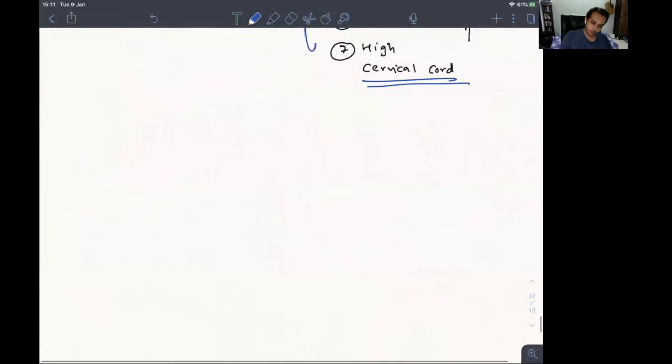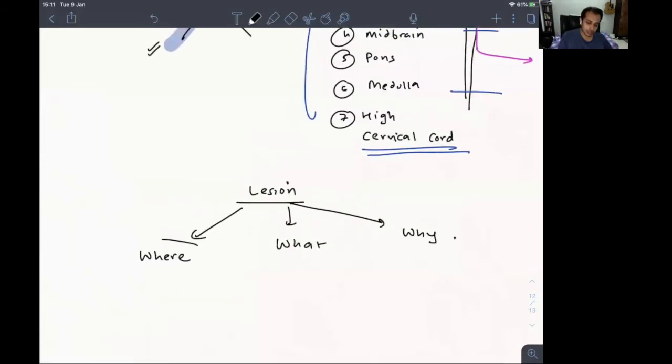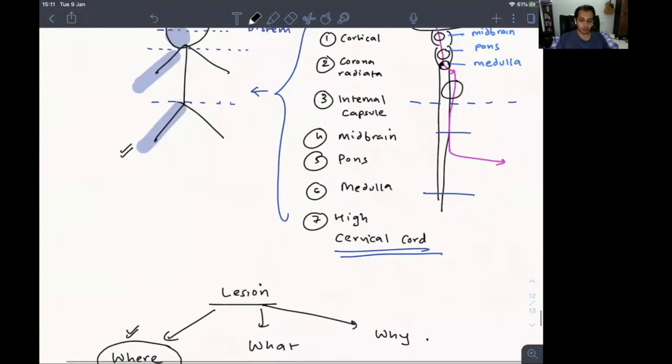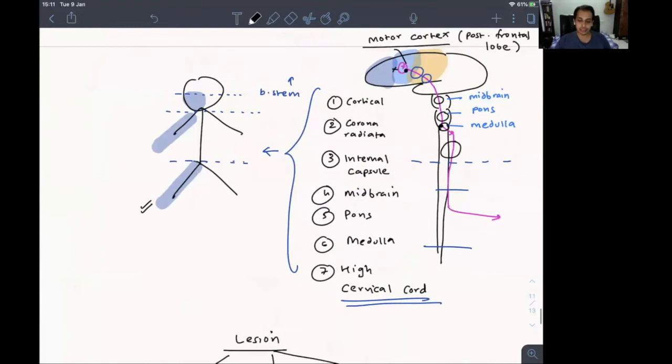And if you remember from yesterday's discussion, the whole purpose of the neurological examination is to find out 3 things about the lesion: the where is the lesion, the what is the lesion, and the why is the lesion. So all that we are discussing right now is to help us come to the conclusion of where is the lesion. Okay. So before you know where is the lesion, you have to know what are the possible sites of the lesion. So these are all the possible areas where the damage could be.